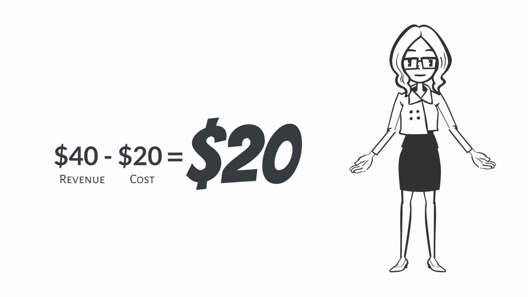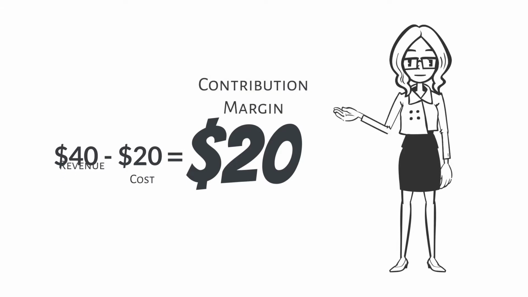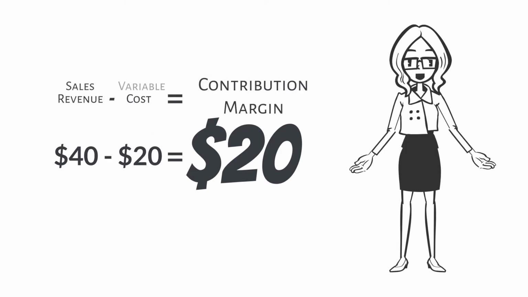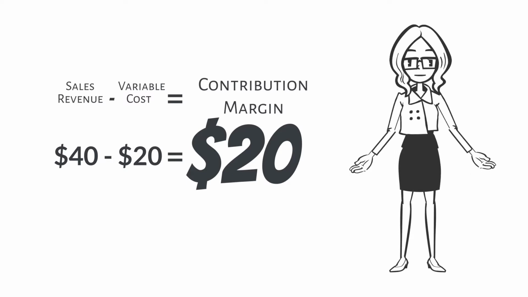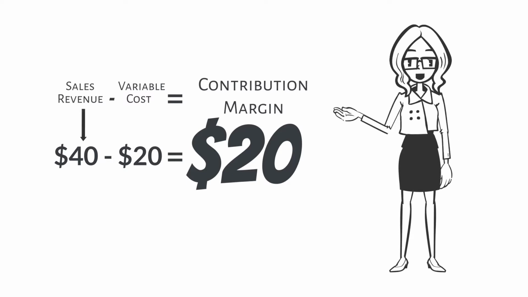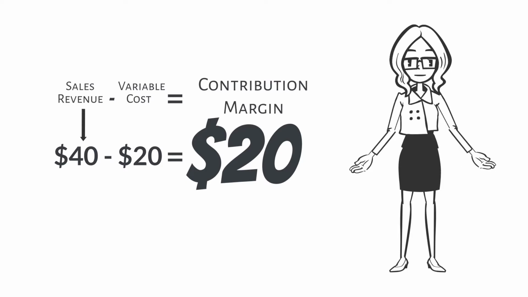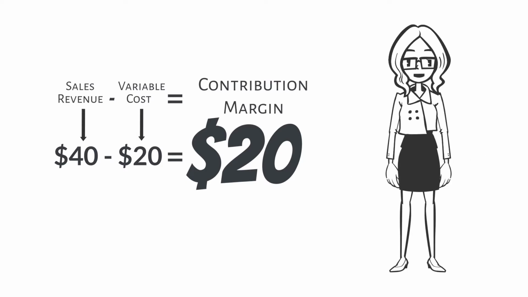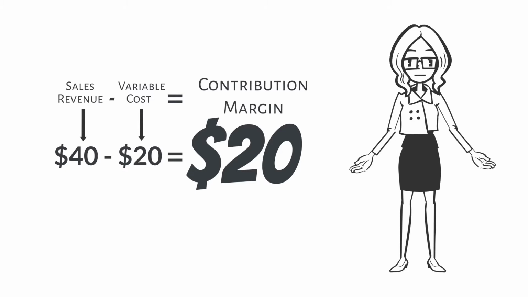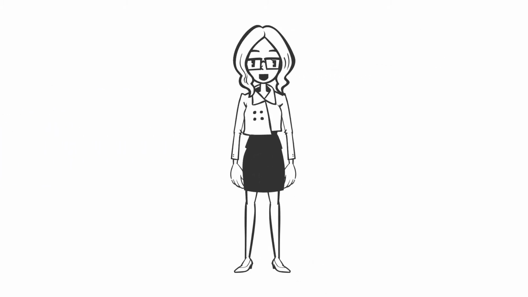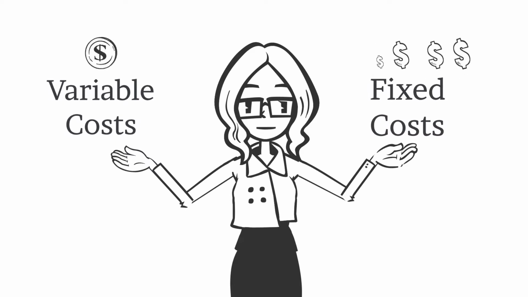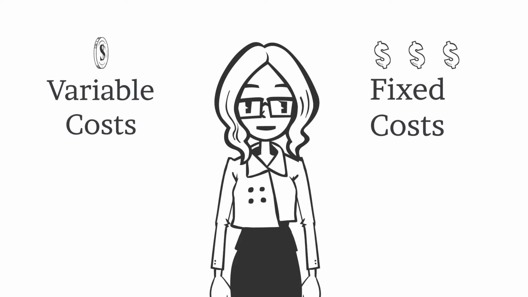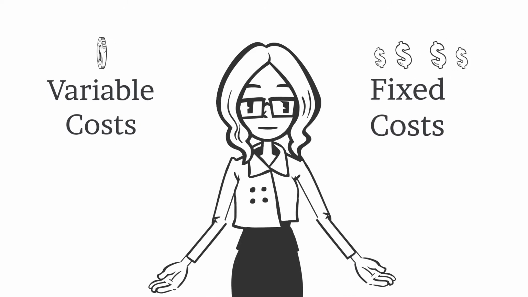So far, we calculated the contribution margin, which is the sales revenue minus variable costs. In this example, the sales revenue is the sale price of $40 per shirt, and the $20 is the variable cost to produce each shirt. Before moving on, let's take a moment to discuss the basic accounting principles of variable and fixed costs. This will help us as we move through the rest of this example.